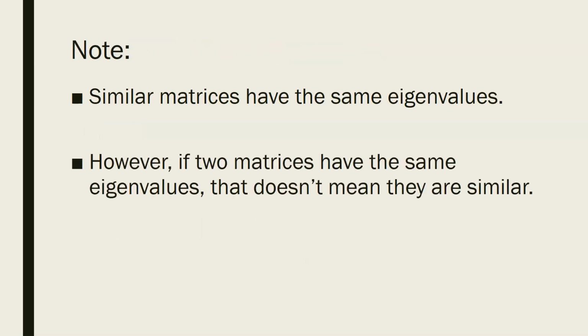All right. Now I do want to make a note here. I'm saying that similar matrices are always going to have the same eigenvalues. However, the converse is not true. There can be matrices that have the same eigenvalues, and that doesn't mean they're similar. So just because two matrices have the same eigenvalues, they're not necessarily similar, but similar matrices will always have the same eigenvalues.